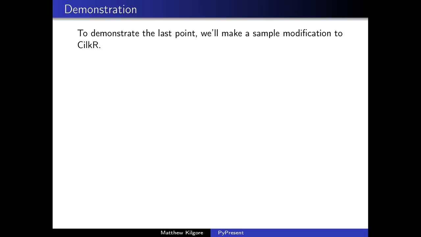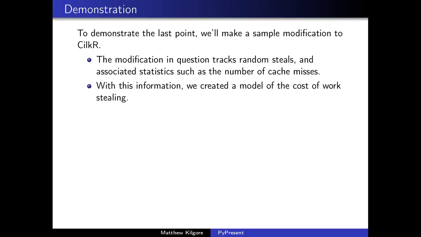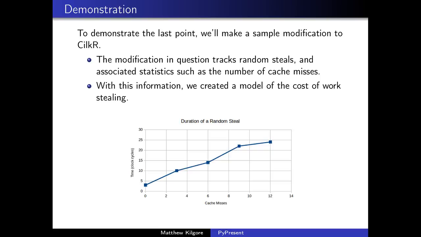Now, these first two parts are very easy to demonstrate. The last part is not, and this demonstration will be the second half, for lack of a better word, of our project. We'll be making a sample modification to Cilk. In particular, we're going to be looking at how much it costs to steal. So we're going to track random steals and a number of associated statistics, such as the number of cache misses. And from that data, we'll create a model of the cost of work stealing.